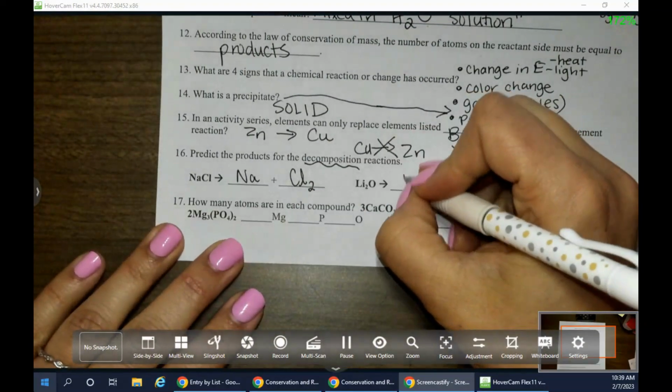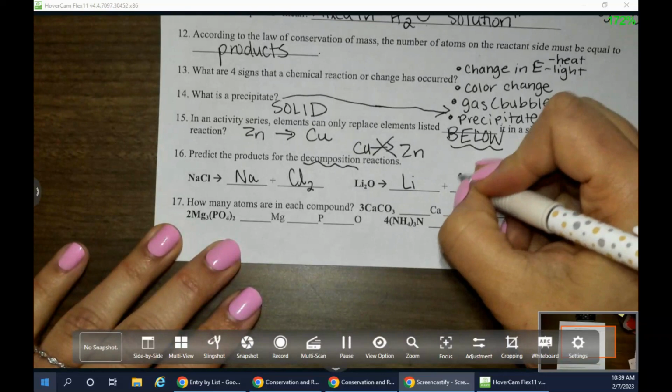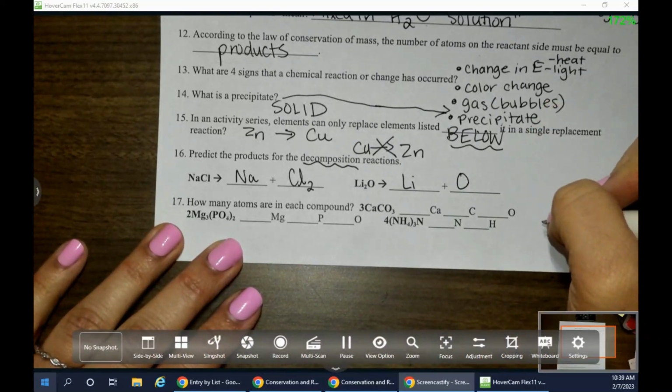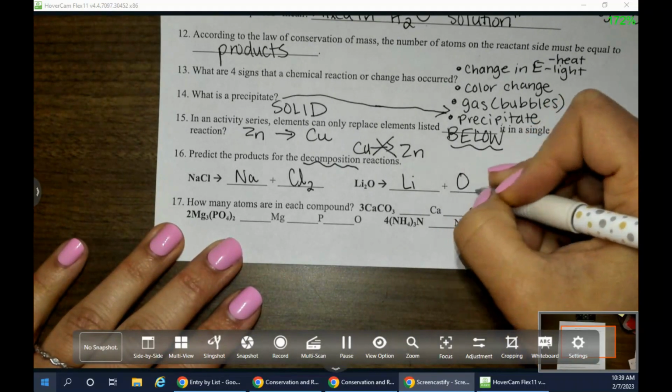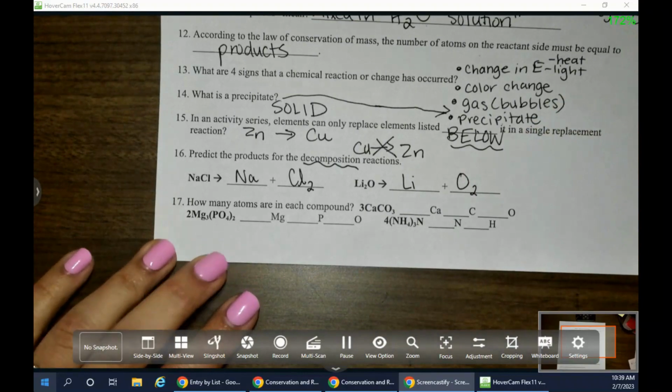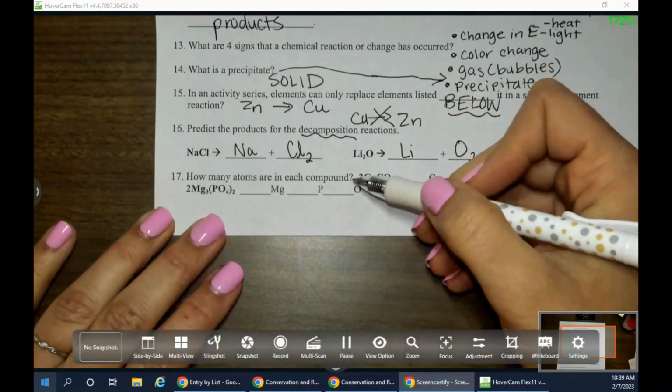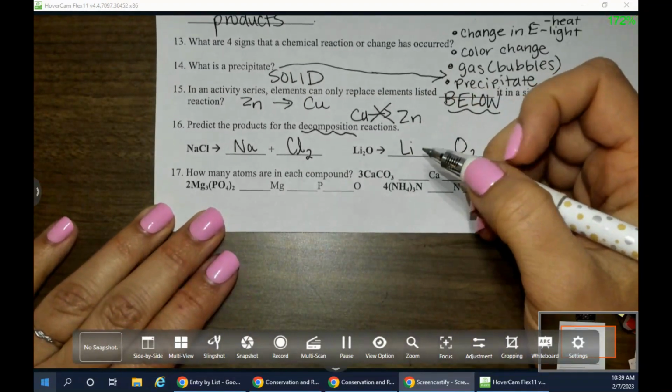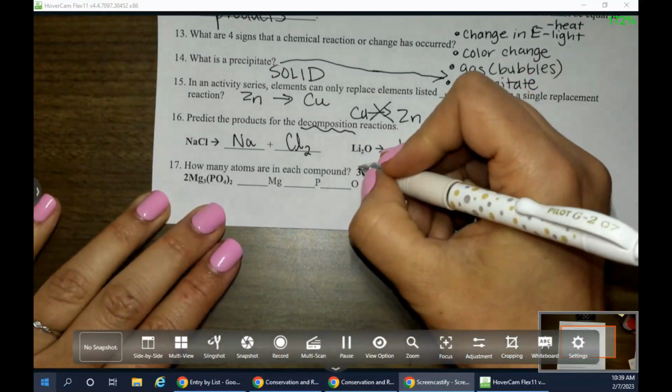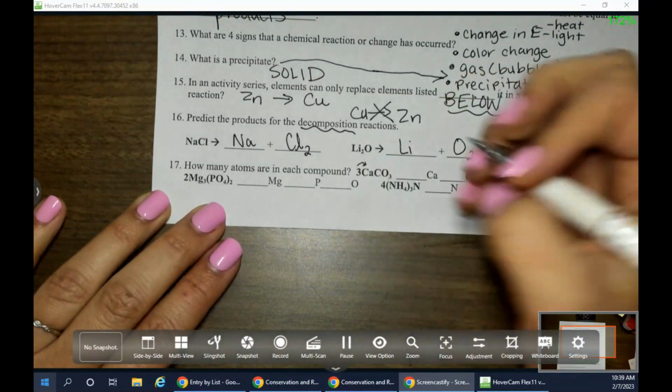Lithium and oxygen. So we're going to do the same idea. Oxygen is also a diatomic, so we're going to put a little 2. All right, how many atoms are in each? All right, first one's pretty simple. Let's do that one first. So remember, coefficients go in front of you.